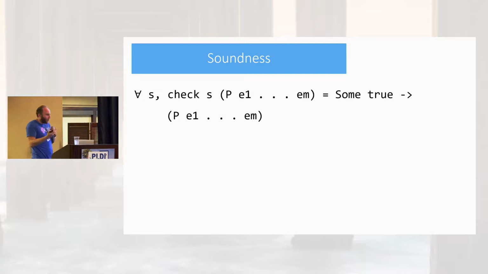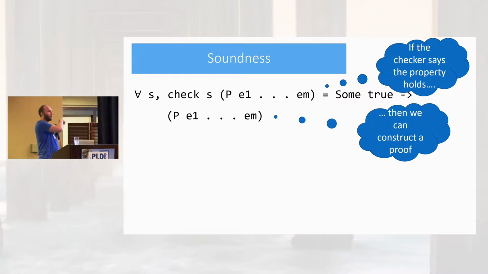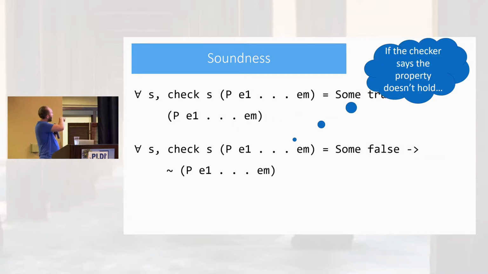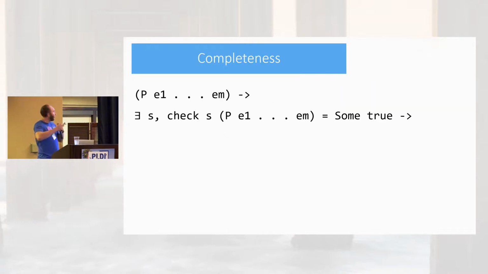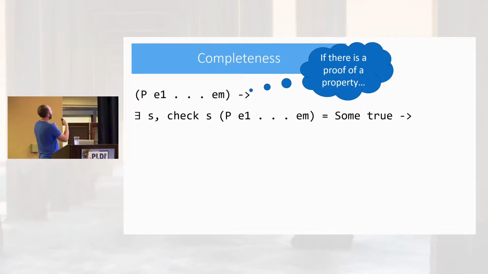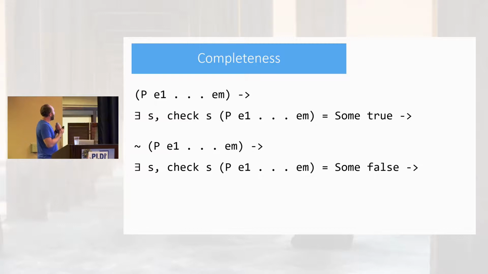Just as an idea of what those statements look like, by soundness, I mean that if the checker says that the property holds, then you can construct a proof of it. And if the checker says that the property doesn't hold, you can construct a proof that it doesn't hold. Hopefully, we can do the same with completeness. So, for example, if we have a proof of a property that doesn't involve any negations, then there exists a fuel that makes the checker say it holds. And at some point, I'd have to stop making good claims because not everything is pretty. And you can't do the reverse.